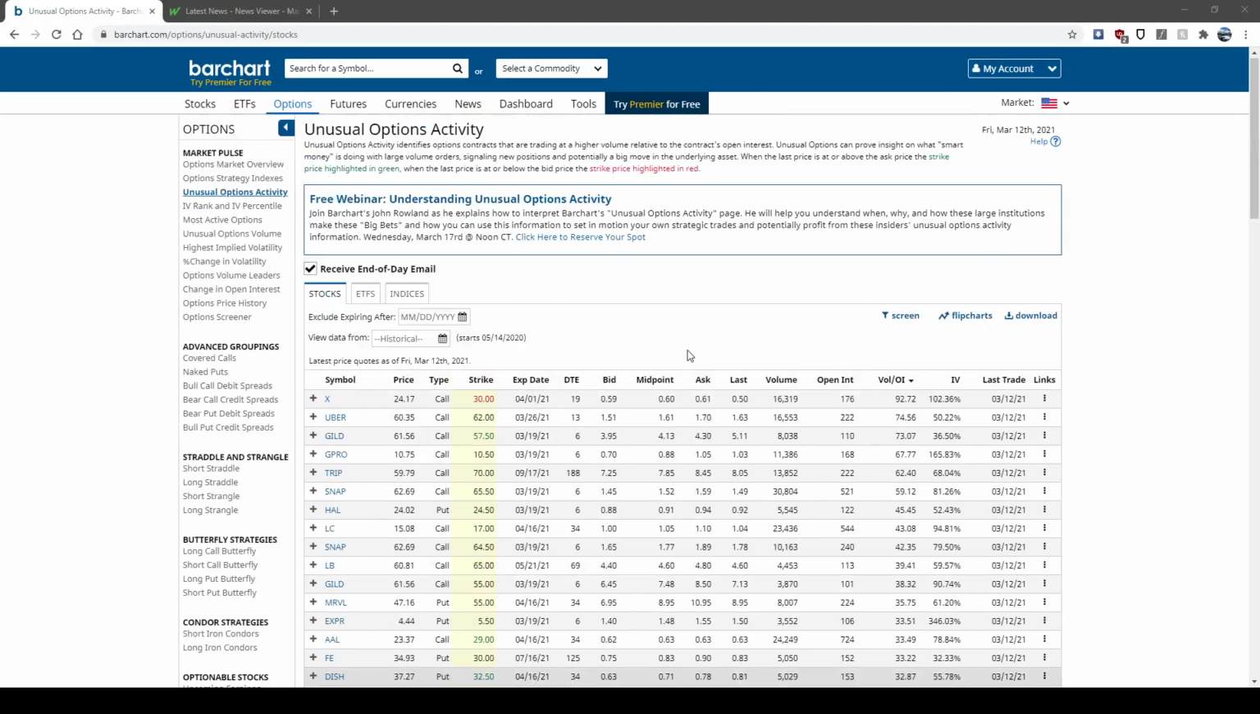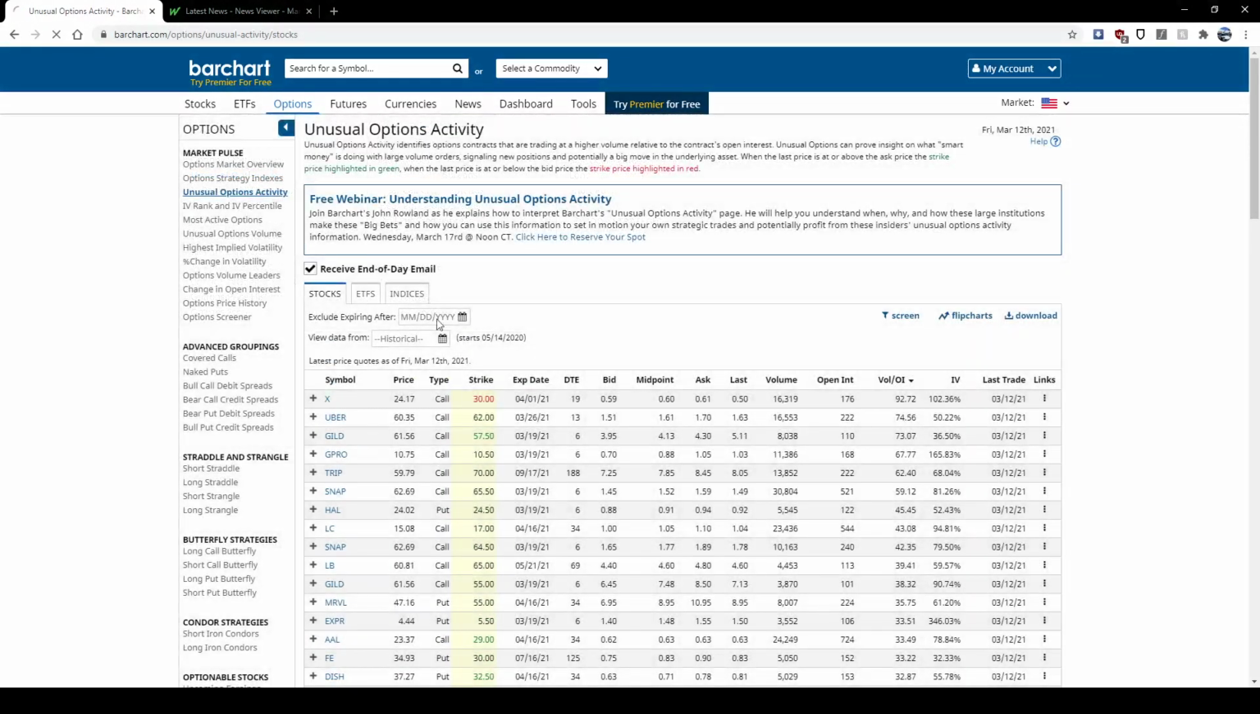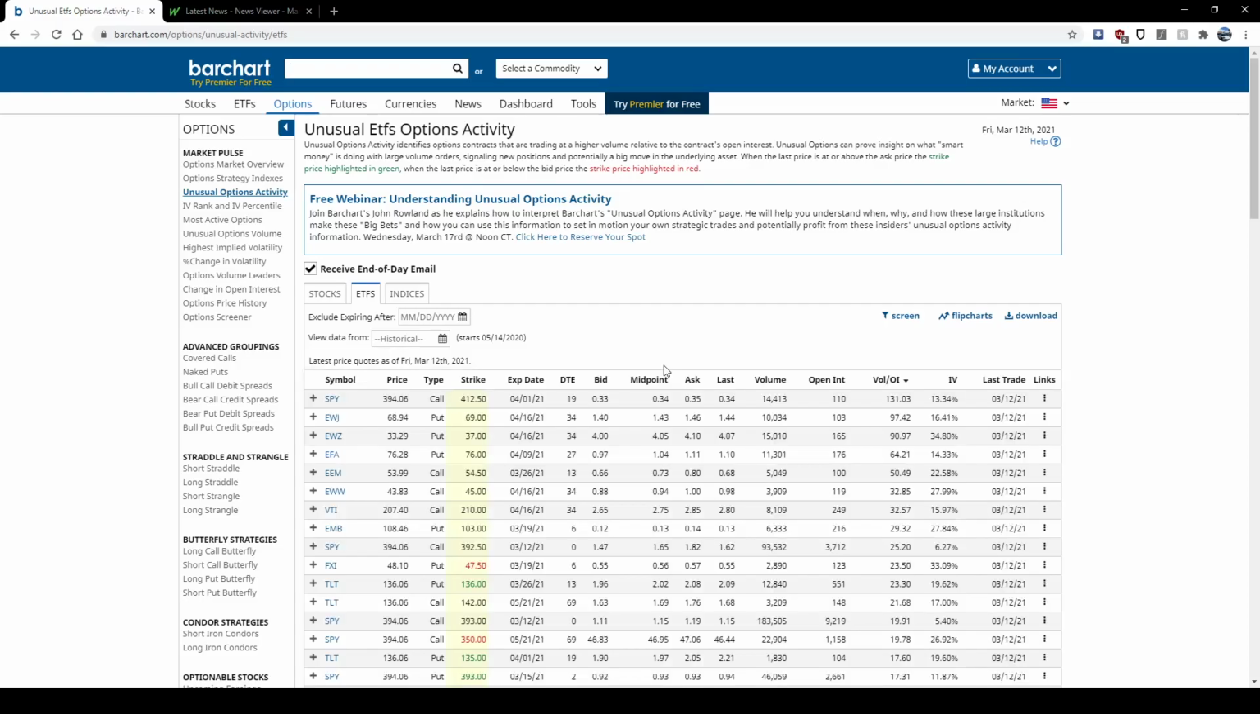So we have the option, actually, and by the way, you're also able to look at the ETFs. So this is like your SPY, QQQ, your ARK. So notice near close, the last trade before close with an unusual options activity was a April 1st 412.5 strike SPY call.